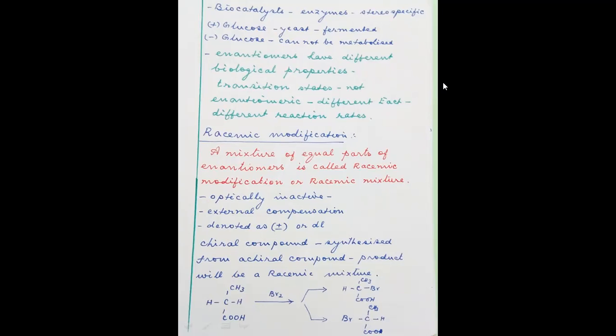The minus glucose cannot be metabolized, cannot be fermented by the yeast. See, biochemical reactions are stereospecific. So enantiomers have different biochemical properties. Why are these reaction rates for enantiomers with optically active reagents found to be different?